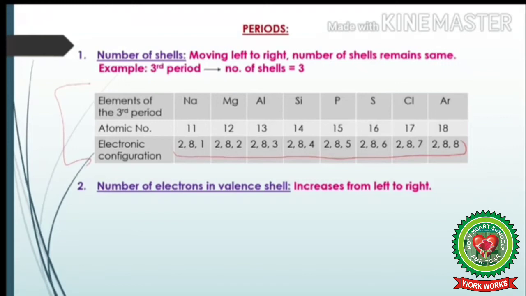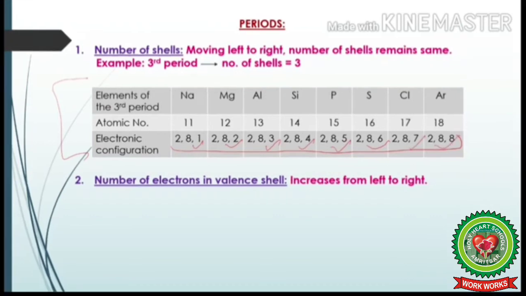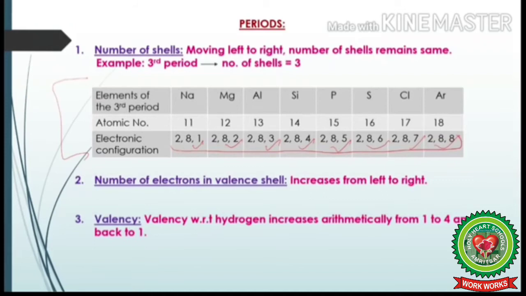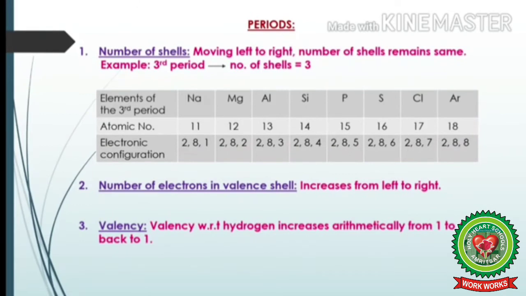If we talk about the number of electrons in the valence shell, then we can clearly observe that the number of electrons increases arithmetically when we move from left to right. Next is valency. The valency with respect to hydrogen increases arithmetically from 1 to 4, and then it decreases back to 1. Whereas the valency with respect to oxygen increases from 1 to 7.